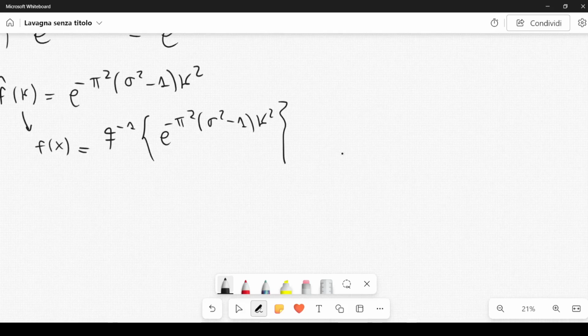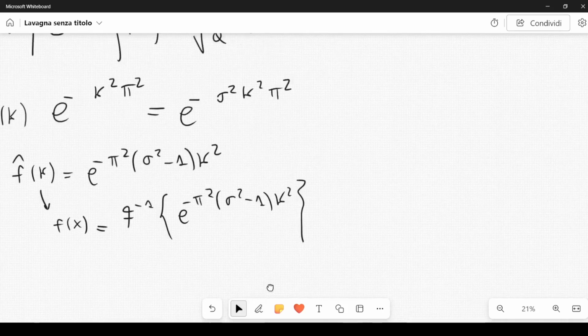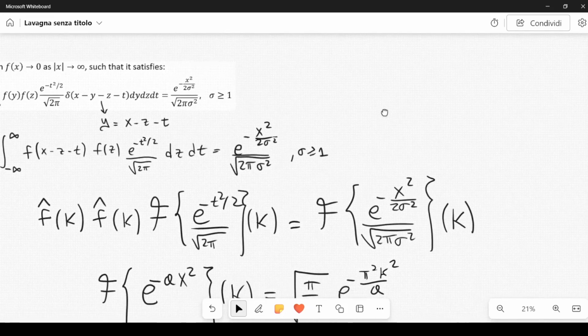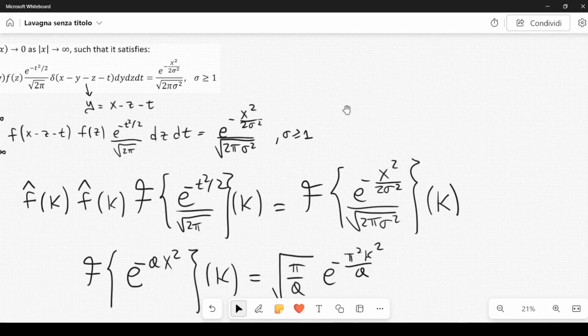So we have to assume that sigma is greater than 1, and usually sigma is the standard deviation. So it's the standard deviation of a Gaussian function, a Gaussian probability density function. So that's why we are considering sigma greater than 0, but at the same time, it should also be greater than 1, greater than or equal to 1.